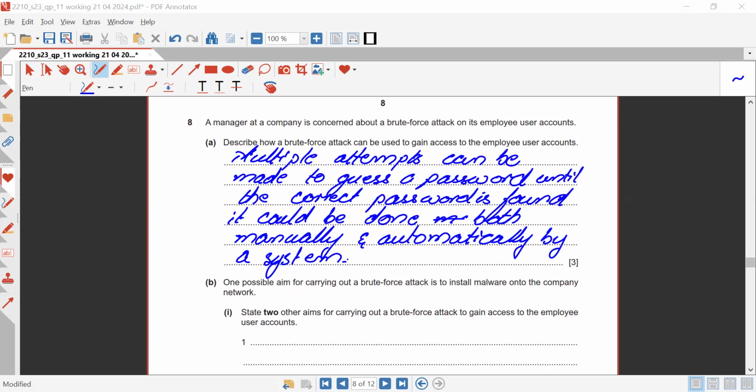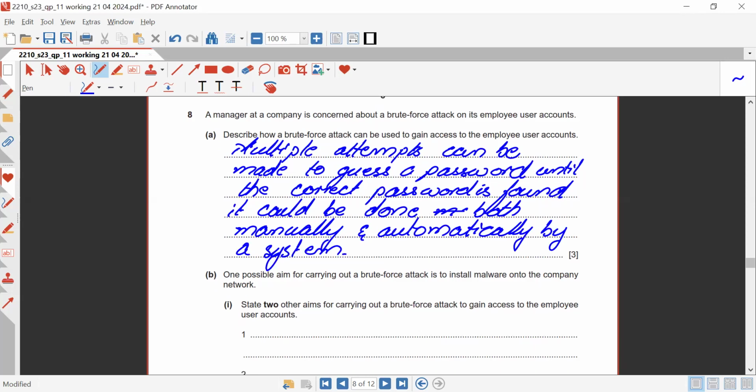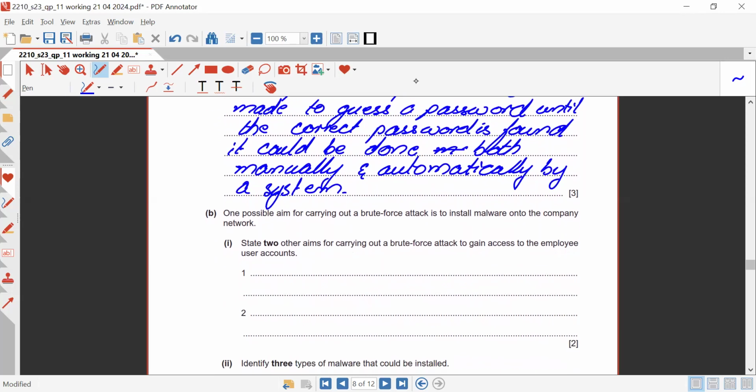No, you cannot write in point format unless they are asking you for point format. For example, for part B they have asked you for point format; only in such a case can you write in point format. Otherwise, you need to write in paragraph format. For part B: one possible aim for carrying out a brute force attack is to install malware on the company's network. Give two other aims of carrying out a brute force attack to gain access to the employee user's account. Now what other things could be done?